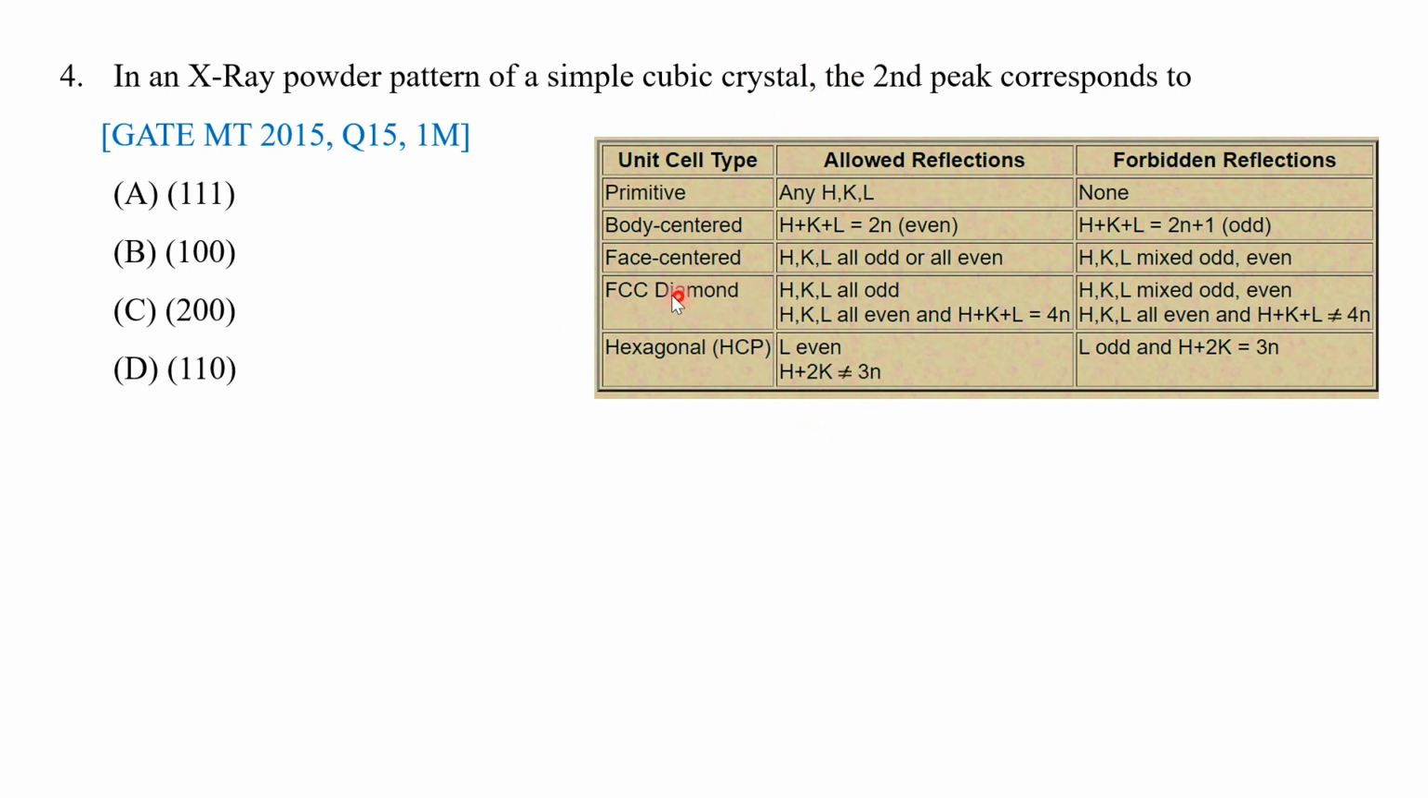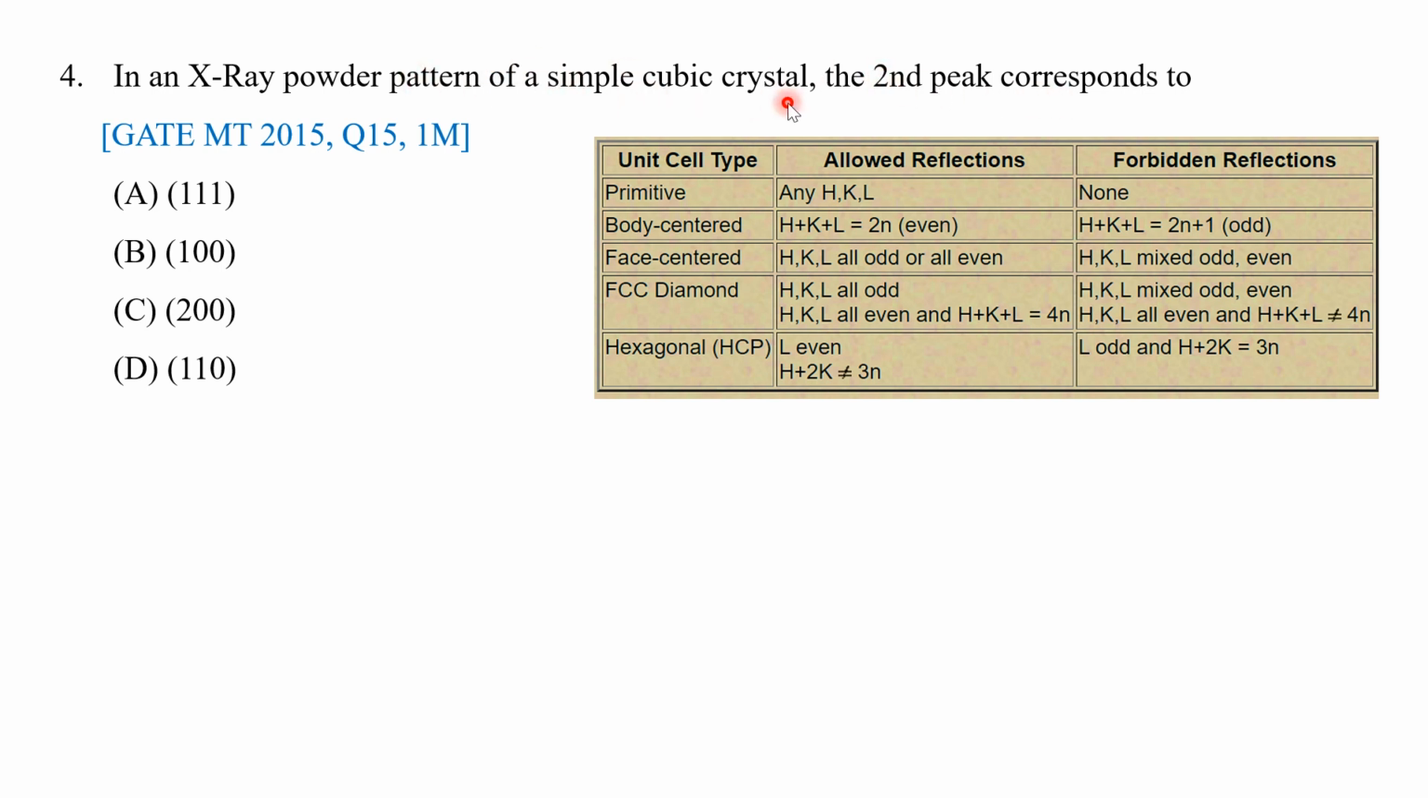So these are the allowed reflections. At least primitive, BCC and FCC you should keep in mind. Simple cubic means any HKL is possible. BCC means it can only be 2, 4, 6, 8 and those combinations. And in case of Miller indices, 0 is also considered as even. Then face centered means that it can be combinations of either odd numbers or even numbers, but they cannot be mixed. So the second peak they are asking about is in simple cubic.